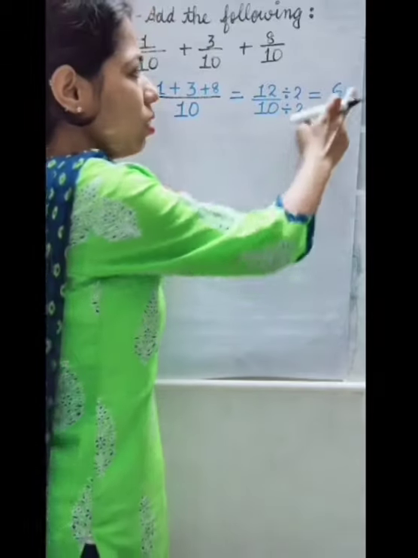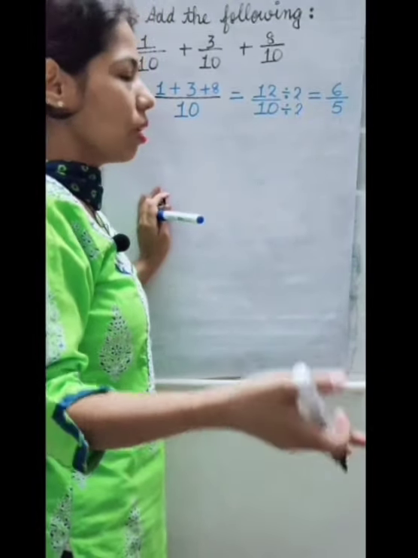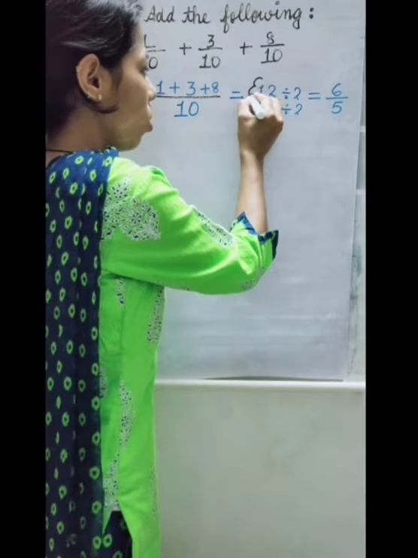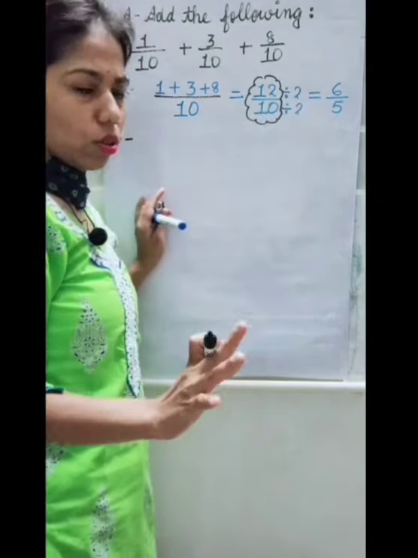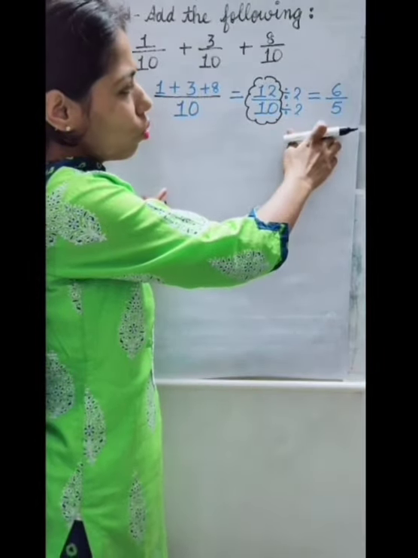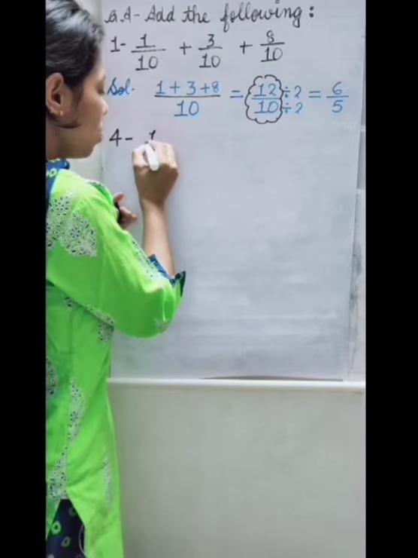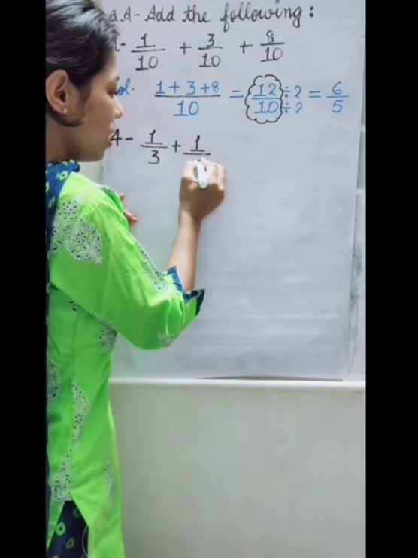And one more thing, it is not necessary that you have to reduce to the lowest term. It's up to you. If you want to reduce it to the lowest term, you can reduce. Otherwise, up to here also your solution is correct. You can leave it up to here also. Fourth part is 1 by 3 plus 1 by 6.